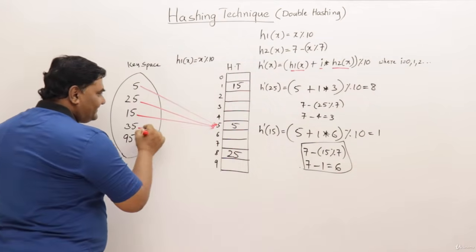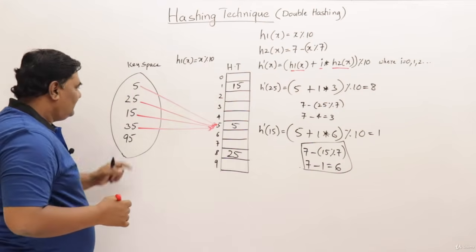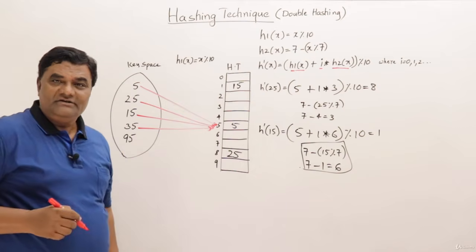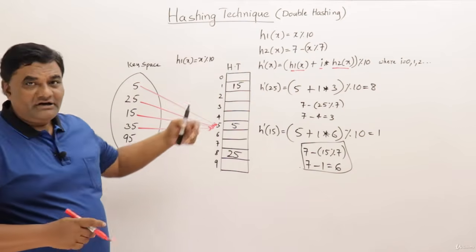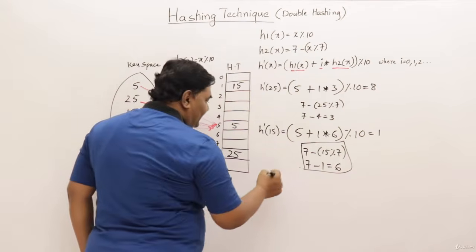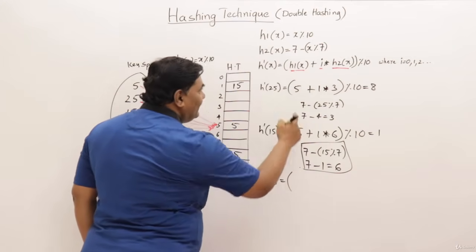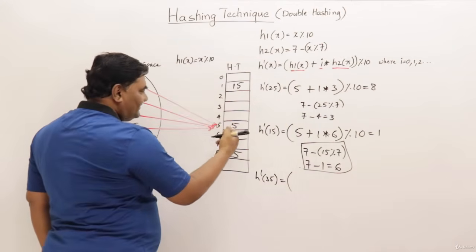The next key is 35. 35 mod 10 is a 5. So there is a collision. It will map there only. Then we should use this modified hash function. H dash of 35 is h1 of 35. Just now we got the answer as 5.